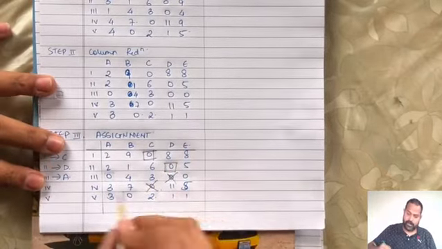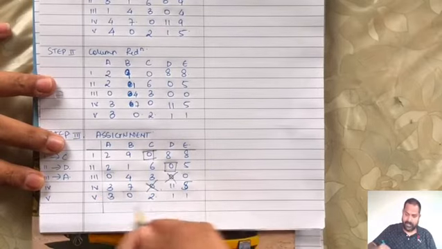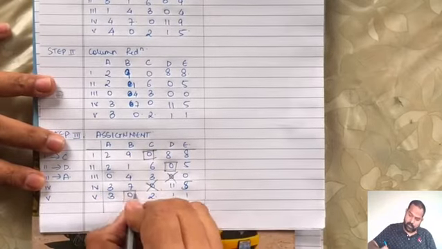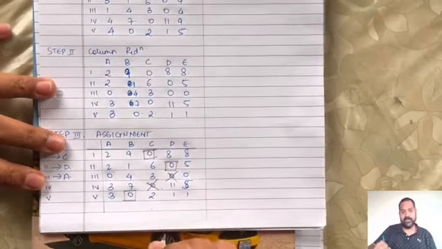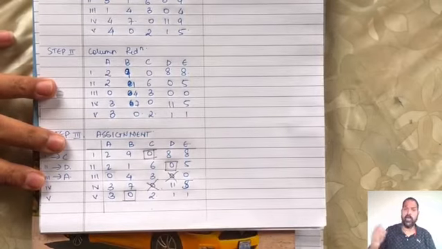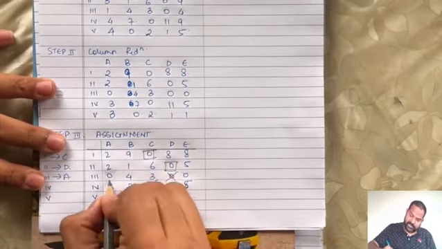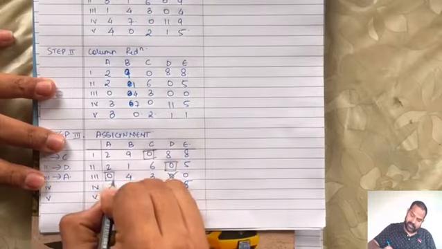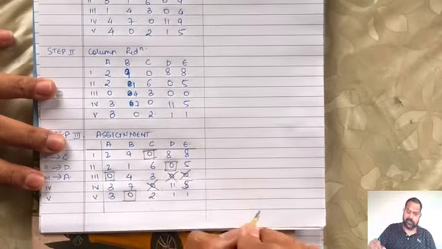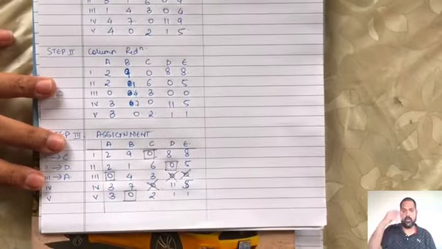2 zeros, I can't do anything. 1, 0 already cancelled. Row wise 1, 0. Mark it as an assignment. Cancel every zero in that column. Okay. Column wise, exactly 1, 0. Mark it as an assignment. Cancel every other zero in that row. Oh God. Am I making a mistake somewhere?